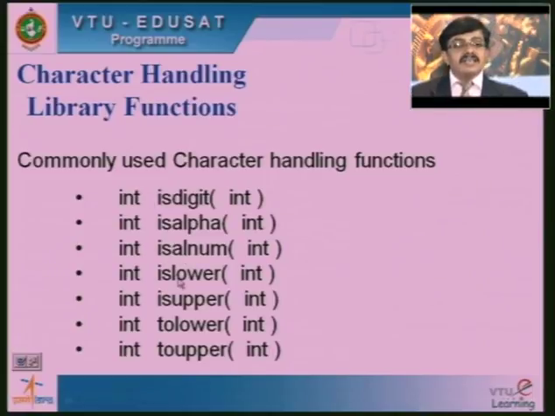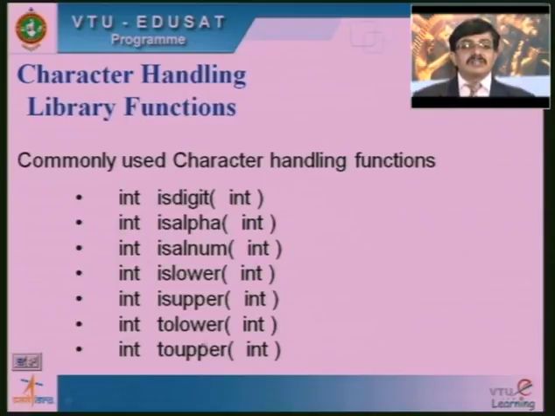Then we have islower. What this function does is, if I give an uppercase letter, the return value will be 0 because the character is not a lowercase letter. If I give a lowercase letter, then this function will return 1, stating that the character is a lowercase letter. Similarly, isupper confirms whether the given character is an uppercase letter or a lowercase letter.